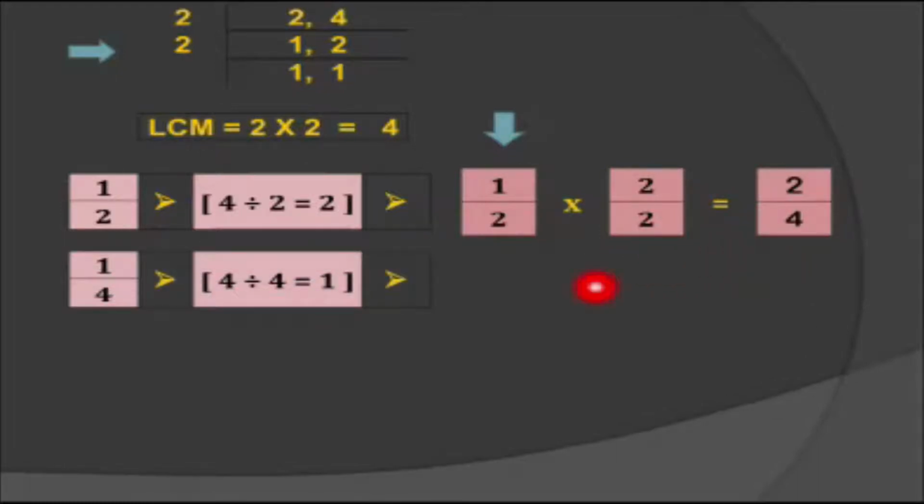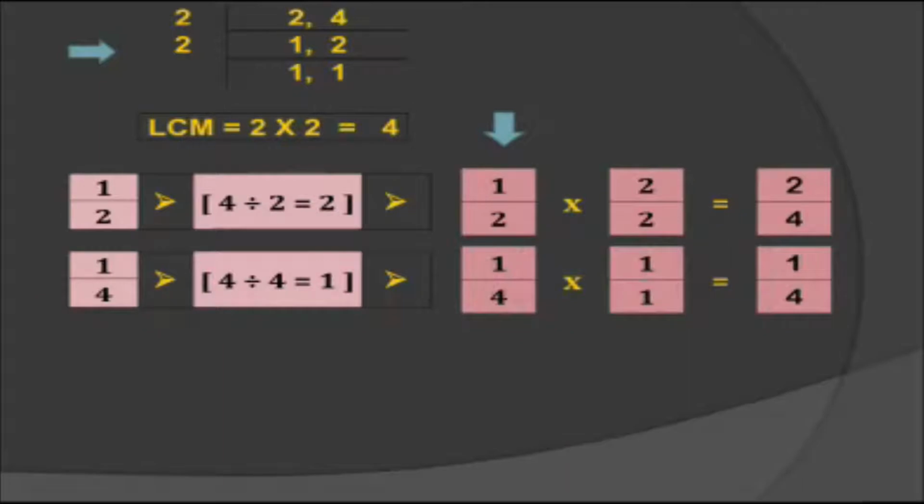In the next step we can see 1 by 4. Here the denominator is 4 and the LCM is also 4, so we are dividing 4 divided by 4 is equal to 1. So we will multiply 1 by 4 by 1 upon 1, which is equal to 1 by 4. Now we can see here the denominators are the same.